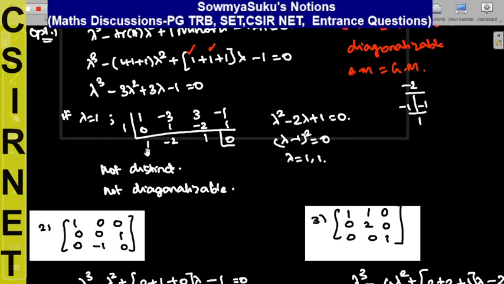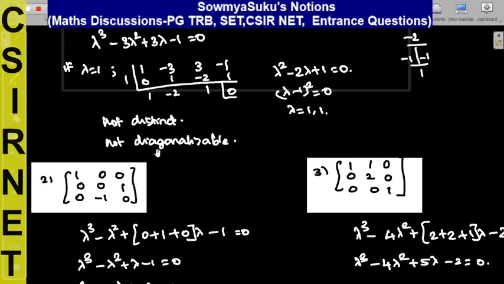Let's find the other one. So lambda square minus 2 lambda plus 1 equal to 0. If I have to reduce like this, lambda square minus 2 lambda plus 1 equal to 0. So by factorizing this, we will get lambda equal to 1 comma 1. So the first one is 1, second and third is 1. So all are not distinct. So we can say that it is not diagonalizable. So if it is distinct, then we can say diagonalizable.